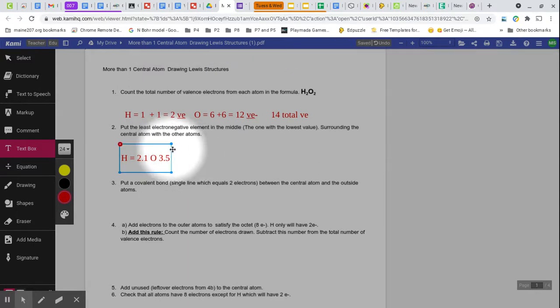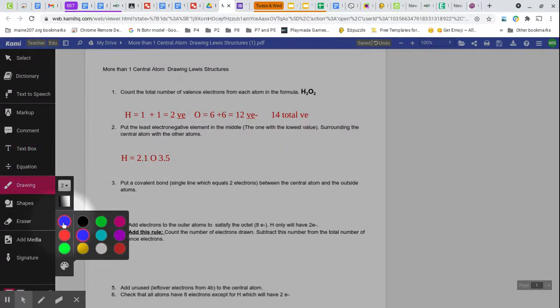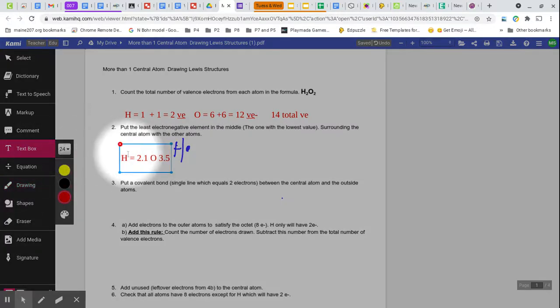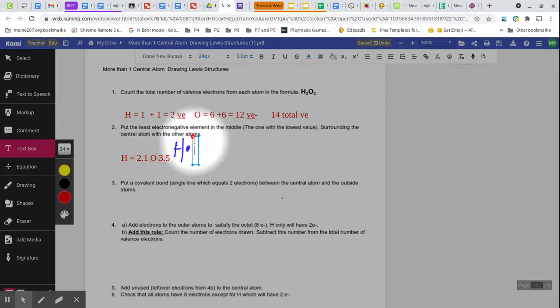If I draw the Lewis symbol for H right now, I'm going to switch my drawing tool. H only has one dot. And if you remember, H is in the first row or period, and only 2 electrons can be held in that shell. So H only forms one bond. So I'm going to write that in here. H only forms one bond. And you should write that in your notes, or you should already have that in your notes.